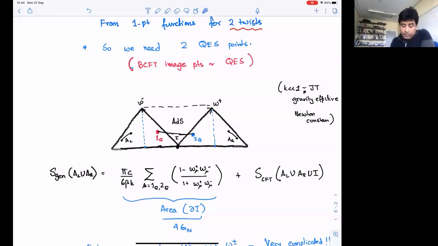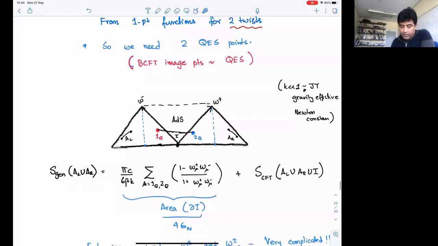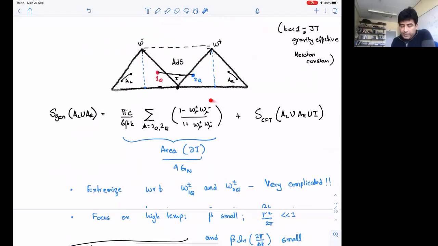So we look for saddle points of the generalized entropy functional with two quantum extremal surfaces. In this case, I've shown quantum extremal surfaces sitting outside the horizon. In between them is the island region. And so you consider the generalized entropy functional, which is the dilaton evaluated at these two quantum extremal surface points added together, plus the CFT entropy of A left, union A right, union the island. And how do I know what these quantum extremal surface points are? Well, I have to extremize this with respect to the coordinates of 1q and 2q, which are the coordinates of the quantum extremal surface points. And after doing the extremization, I look for the values, and that determines the locations of the quantum extremal surfaces.